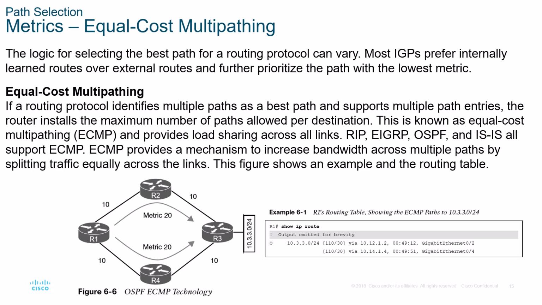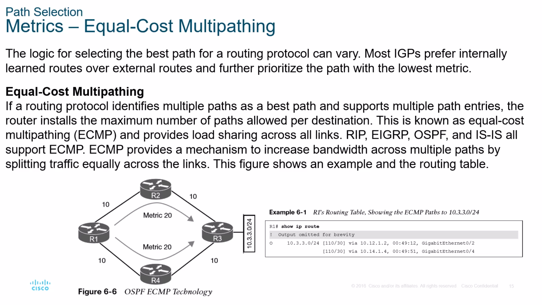ECMP, and provides load sharing across all links. All of the major current routing protocols support this load balancing for multipathing. Meaning if there's two paths that both have the same metric and the same costs, then ECMP can be implemented. ECMP will provide the mechanism to increase the bandwidth across the multiple paths by splitting traffic equally between the two links. So in the diagram below, you can see that between R1 and R3, they're load balancing between R2 and R4.